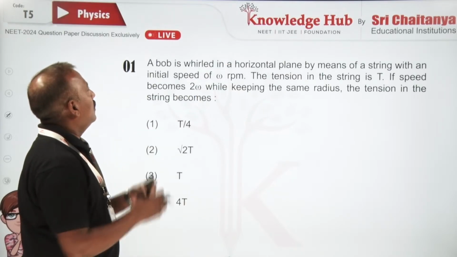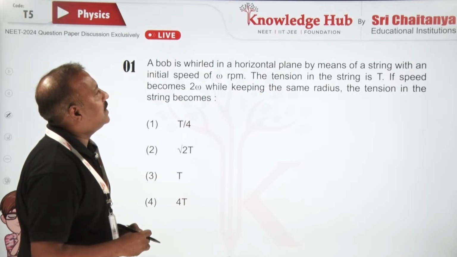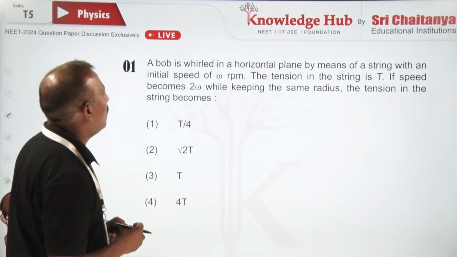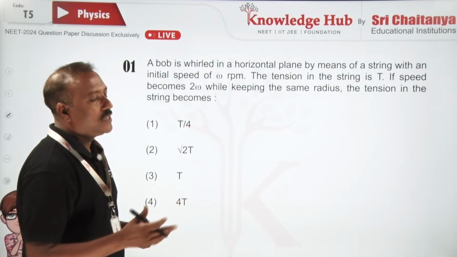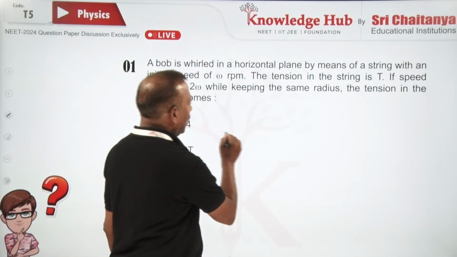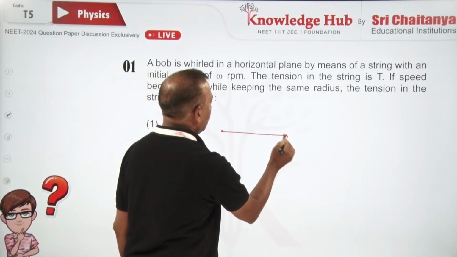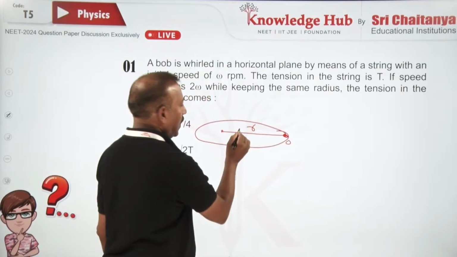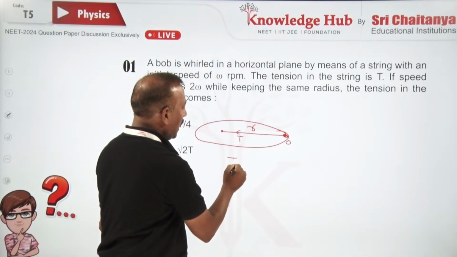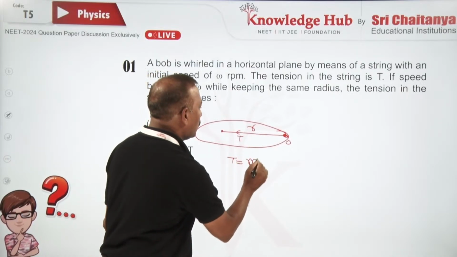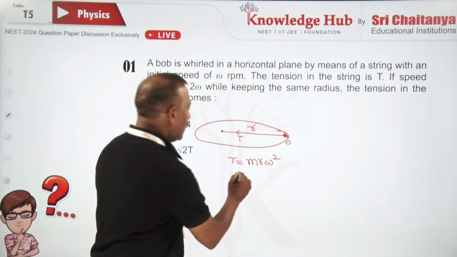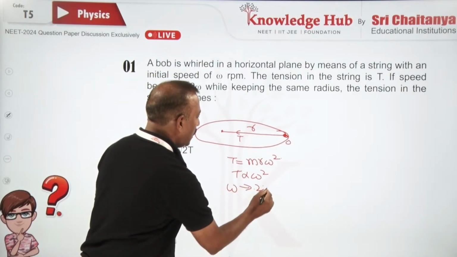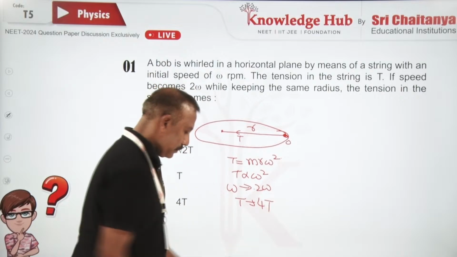This is about a bob reeled in a horizontal plane by means of a string with an initial speed omega rpm. The tension in the string is T. If speed becomes 2 omega while keeping the same radius, the tension in the string becomes. This question is about circular motion. If you consider a bob which is reeled along a horizontal circle like this, with radius r, tension is towards the center, and tension provides the necessary centripetal force, therefore it is m r omega square. The tension is directly proportional to omega square. Here omega is doubled, therefore the tension will become 4 times.